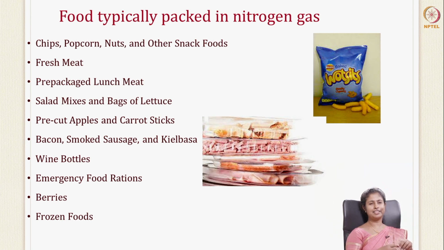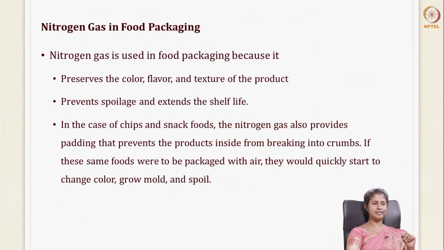Foods typically that are packed in nitrogen gas. So these are very popular snacks for children, gas-packed products. Chips, popcorn, nuts and any other snack foods can be packed in nitrogen-filled packets. Fresh meat can be done. Pre-packaged lunch meat. Similarly, you can have vegetables also, packages like salad mixes. Pre-cut apples and carrot sticks, bacon, wine bottles, emergency rations, berries, anything. If you can reduce your oxygen content and increase the nitrogen or carbon dioxide content to increase the shelf life, that has a big advantage by using nitrogen-filled gaseous packages.